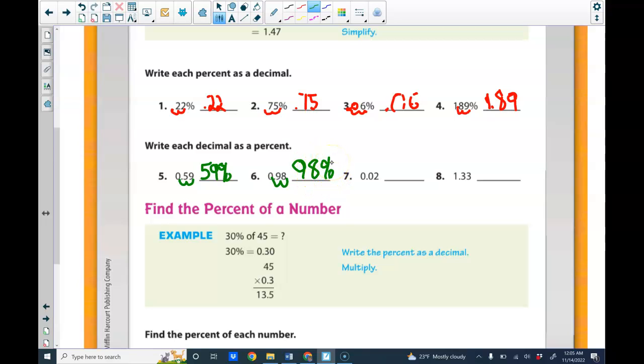Then again, the last 2 are a little bit trickier. So we move this 2 spots to the right. You might think it's going to become 20%, but really it's only 2%. And the last one, the 1.33, is going to be over 100%. So it ends up becoming 133%.